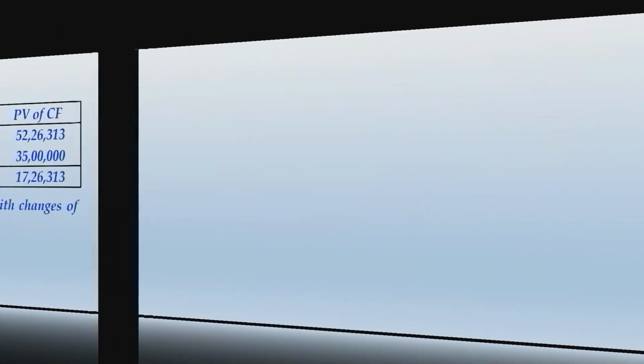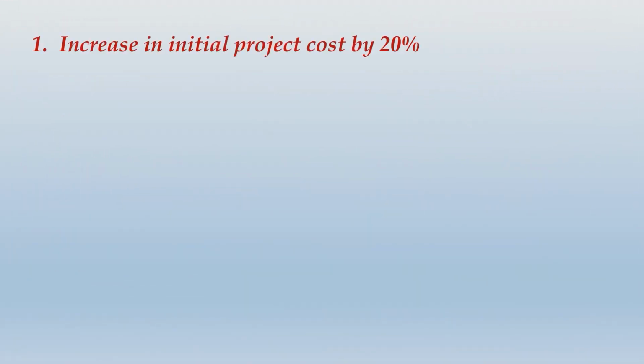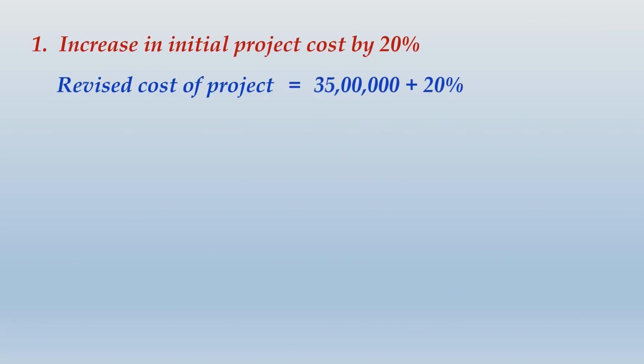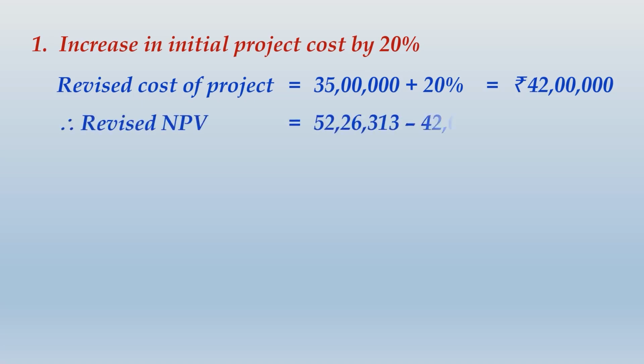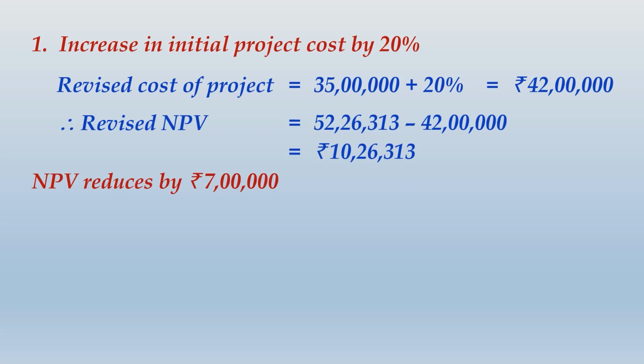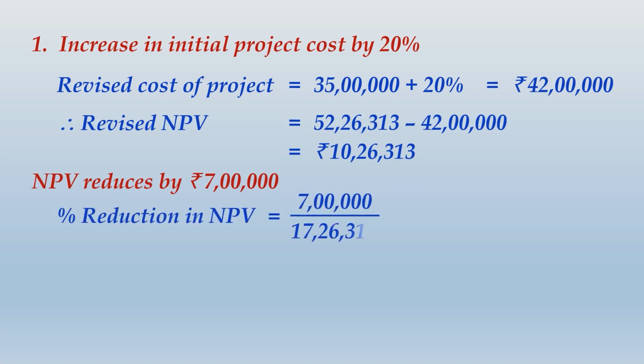Let us move ahead and deal with the first factor, that is increase in the initial project cost by 20%. Revised cost of the project will be 35 lakhs plus 20%, that would come to rupees 42 lakhs. So revised NPV will be 52,26,313 minus 42 lakhs, which would come to 10,26,313. So NPV reduces by rupees 7 lakhs. Percentage reduction in NPV will be 40.55%.